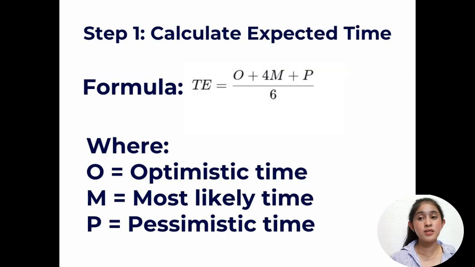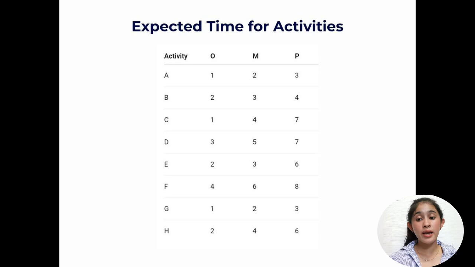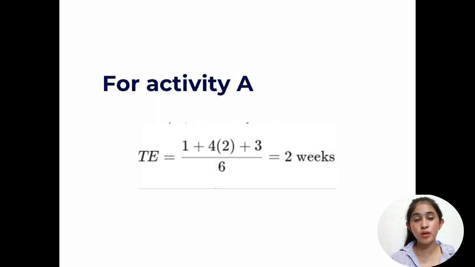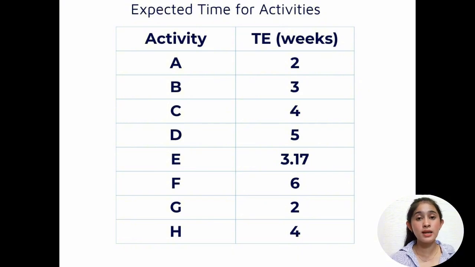The first step is we calculate the expected time for each activity using the formula TE is equal to O plus 4M plus P over 6. Now, let's apply this formula to each activity. For example, for activity 1, TE is equal to 1 plus 4 times 2 plus 3 over 6, and that is equal to 2 weeks. And then after calculating for all activities, we get the following expected times as shown in the table.